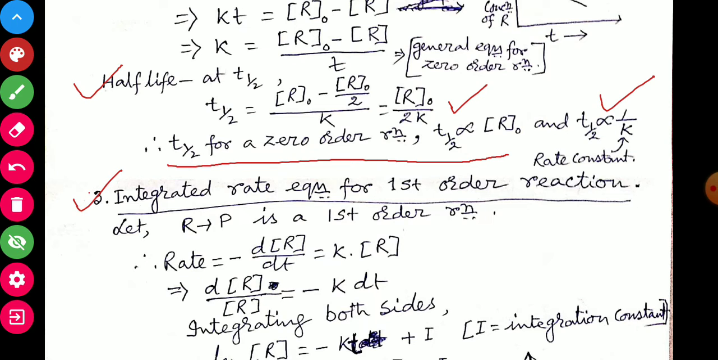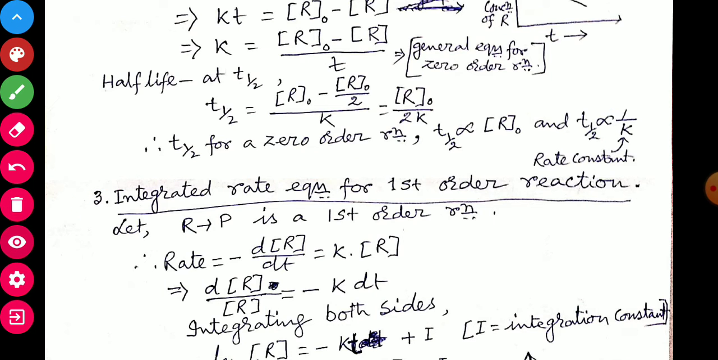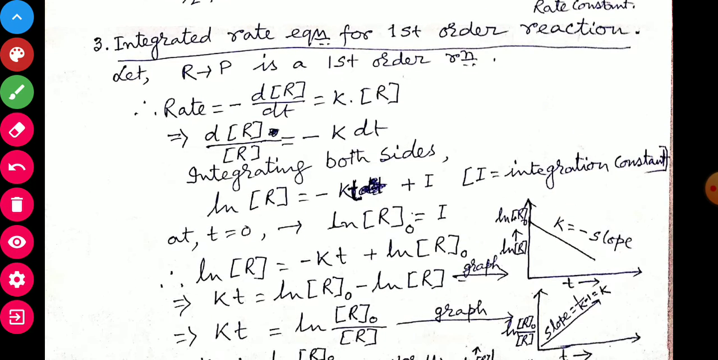Integrated rate equation for first order reaction. Let the reactant to product be a first order reaction. Rate equal to minus d[R] by dt equal to k into [R] to the power 1, that is the same. That implies d[R] by [R] equal to minus k dt.